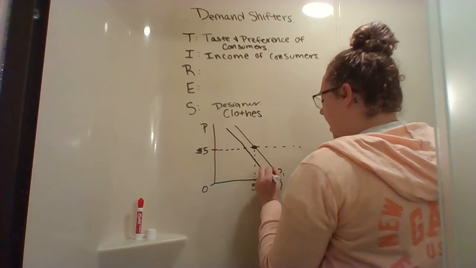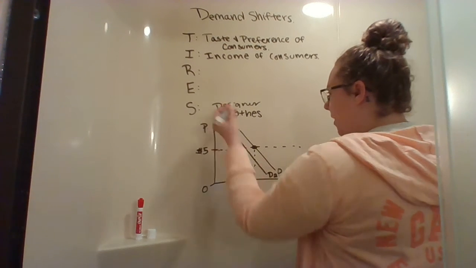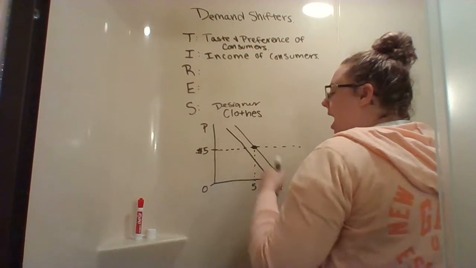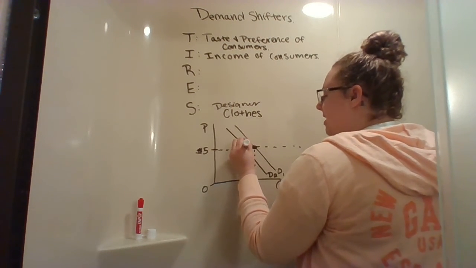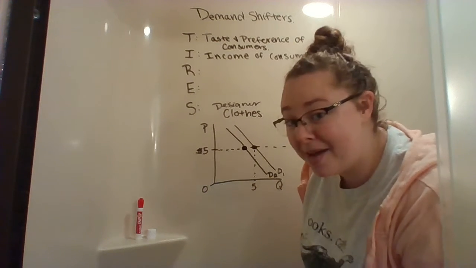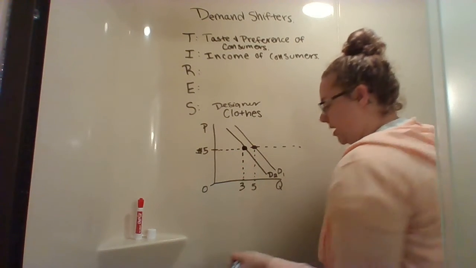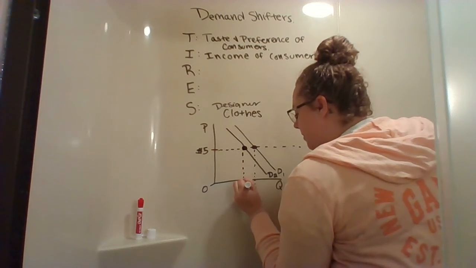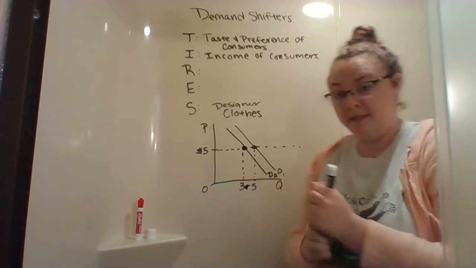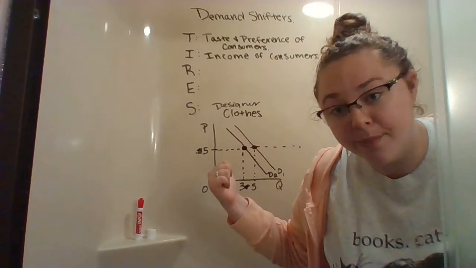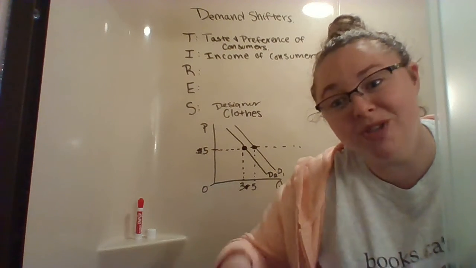So all of a sudden, the price of the designer clothes is not going down. It's just that less people can afford to buy them, which means the quantity is going to decrease as well because less people are able to buy them. Okay? That is an example if income of consumers were to decrease.